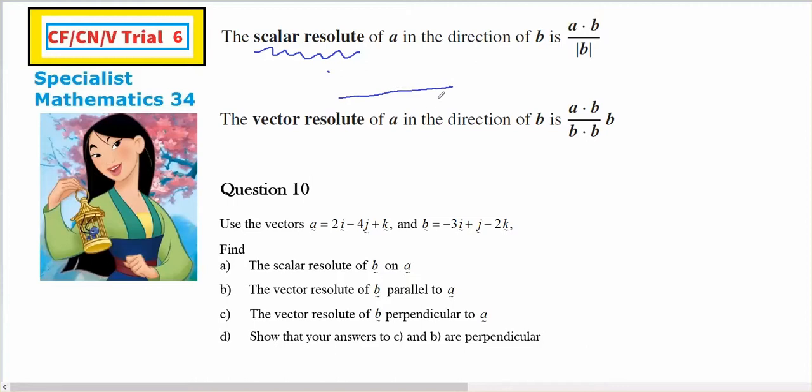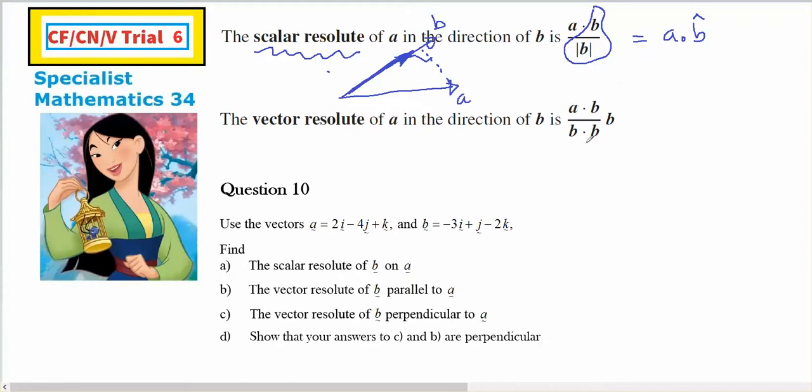So, if this is A and this is B, then this bit here is the magnitude of the scalar resolute of A in the direction of B. And the vector resolute is actually the vector that represents that magnitude. So how can we play with this? What I've got is B over the magnitude of B, which is the same as B hat. So that's the same as A dot B hat.